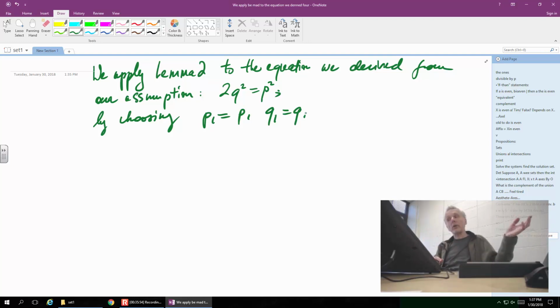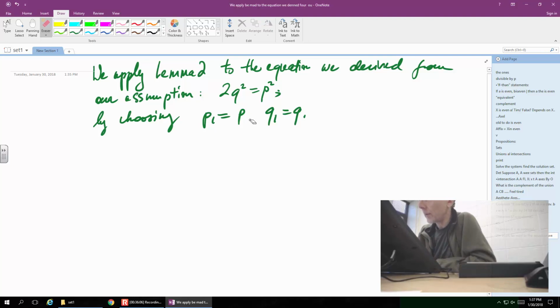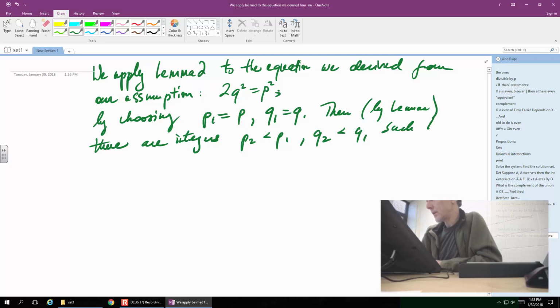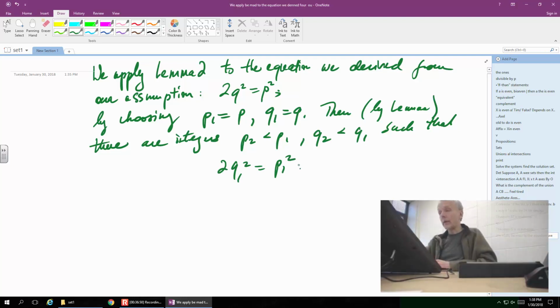If you point out that P and Q came from the original assumption, and now the theorem is about P1 and Q1, P2 and Q2, so this was supposed to be a comma. So P and Q were given, and now we apply the lemma with this particular choice of P1 and Q1. Then, by the lemma, there are integers P2, Q2, P2 less than P1, Q2 less than Q1, such that we have the same equation: 2Q2 squared is equal to P2 squared. At that point you have to explain that repetitive process in order to indicate what's happening.